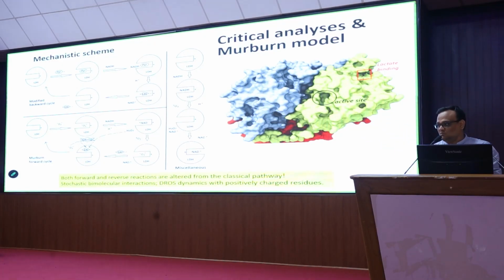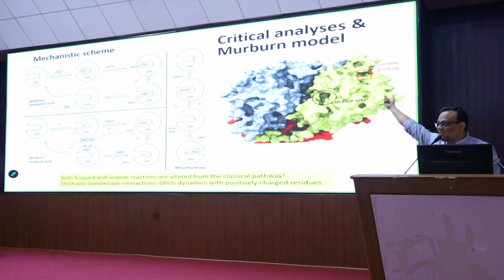But in the Murburn forward cycle, what we can say is that ROS is usually generated in cellular systems, right? So when ROS is there, the positively charged residues in the active site can stabilize the ROS. So ROS can bind first. Sometimes NAD can bind first. So anything can happen. It's a reaction which is not very highly ordered. So you have D-ROS.